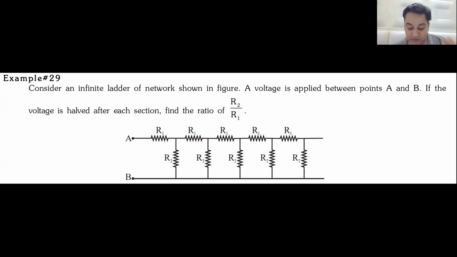Consider an infinite ladder of network as shown. A voltage is applied across points A and B. If the voltage is halved after each section, find the ratio of R2, the vertical resistance, divided by the horizontal one. Can you do this? We have done a similar question. That is the hint.